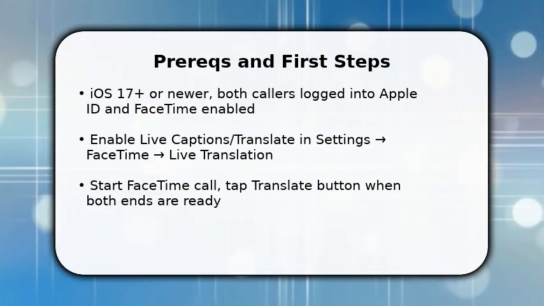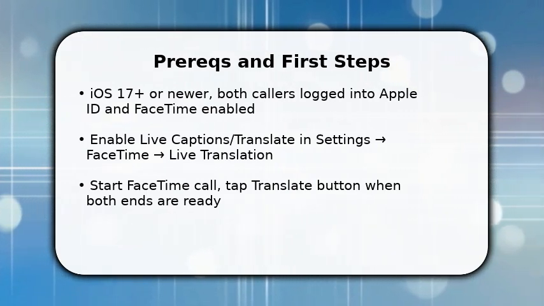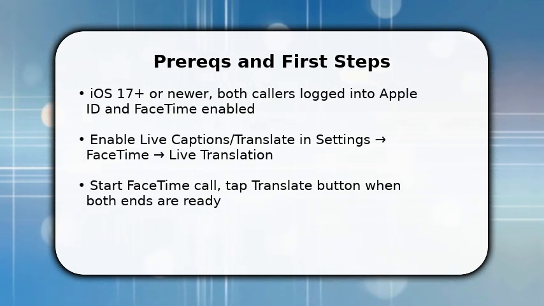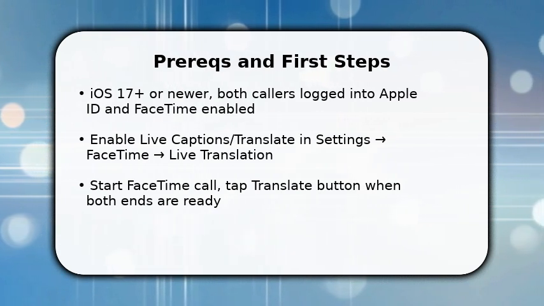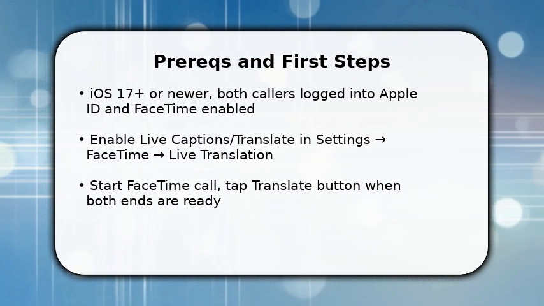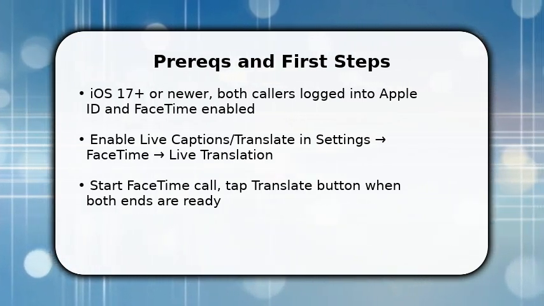You need iOS 17 or later, and both participants must be on compatible devices. Once that's confirmed, open Settings and enable live translation for FaceTime. Next, start the FaceTime call and invite the other person. Once the call connects, look for the Translate icon on screen, tap it to activate live spoken translation.